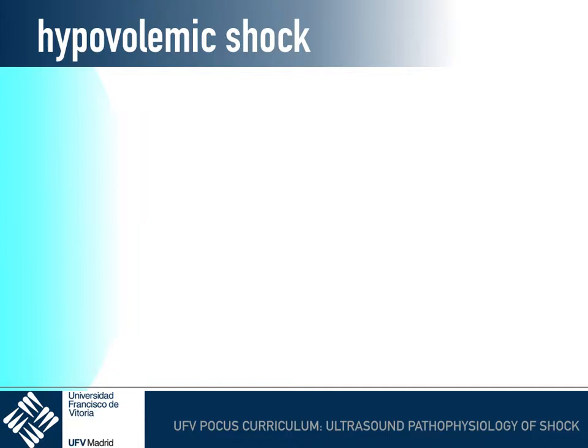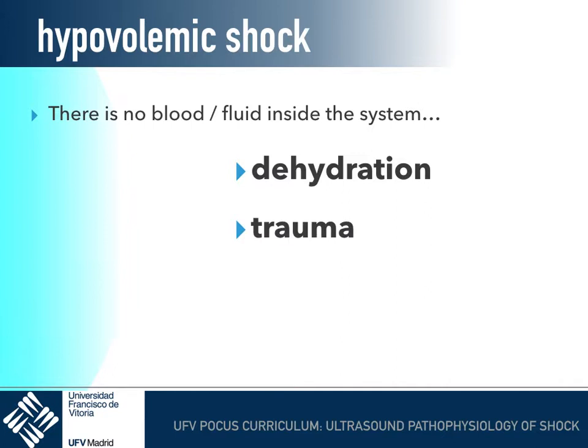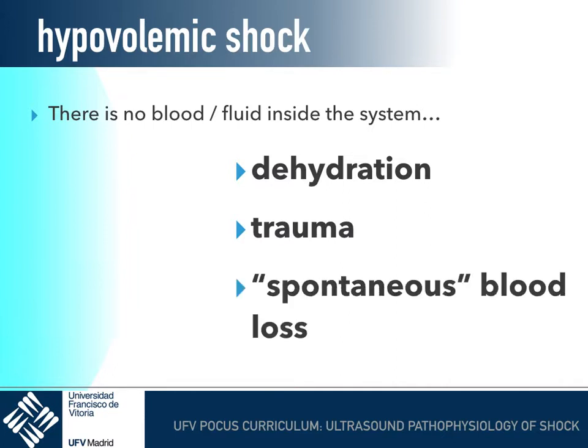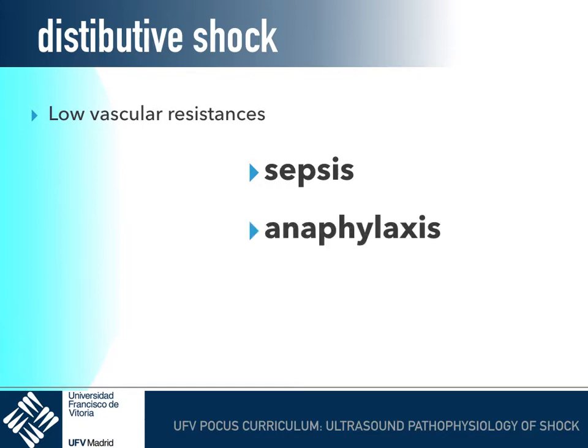For hypovolemic shock, the concept is really clear because there's no blood or fluid inside the system. There are several possibilities: dehydration, trauma with blood loss, or a spontaneous blood loss. The distributive shock is based not only on the lack of blood, but on low vascular resistance. There are two main conditions for a distributive shock. One, the most common in our daily practice, is sepsis, and the second one is anaphylaxis.